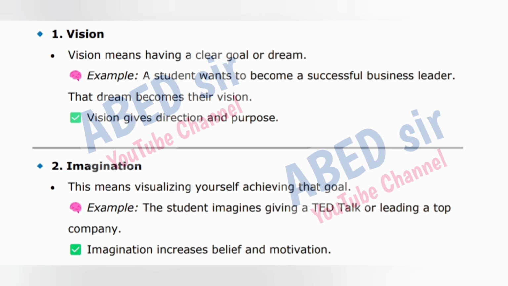2. Imagination. This means visualizing yourself achieving that goal. Example, the student imagines giving a TED talk or leading a top company. Imagination increases belief and motivation.